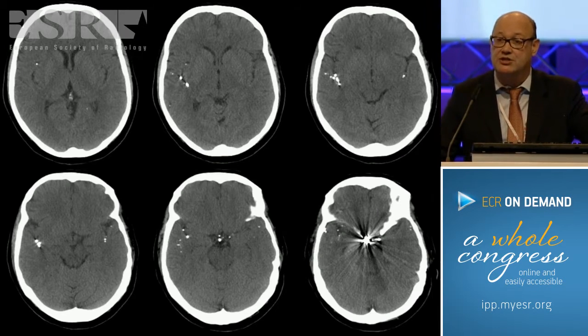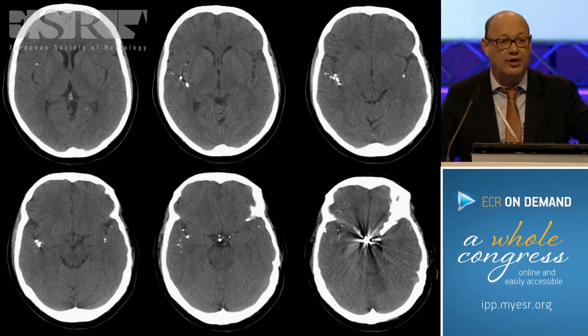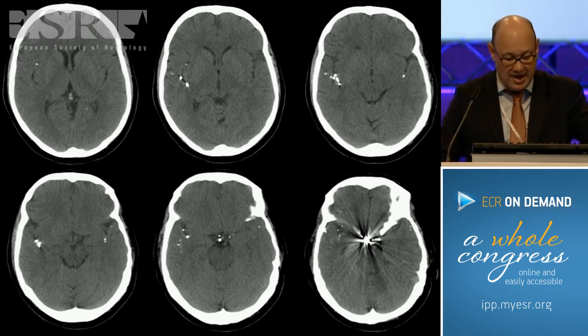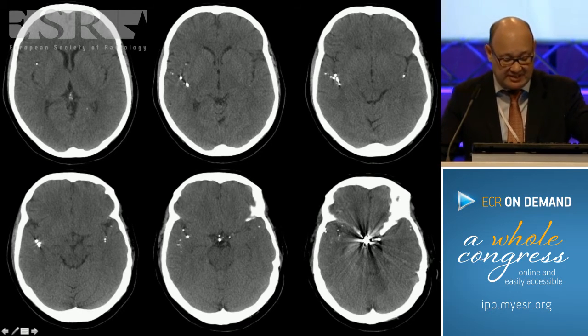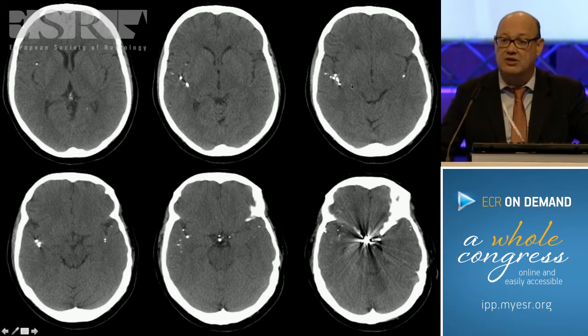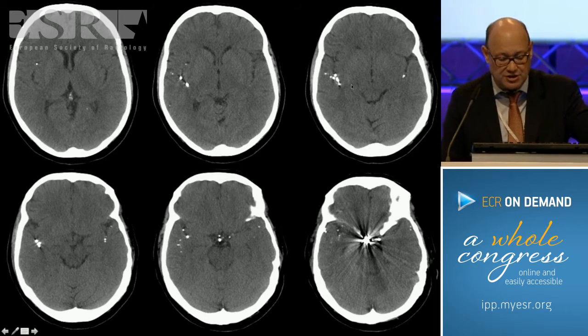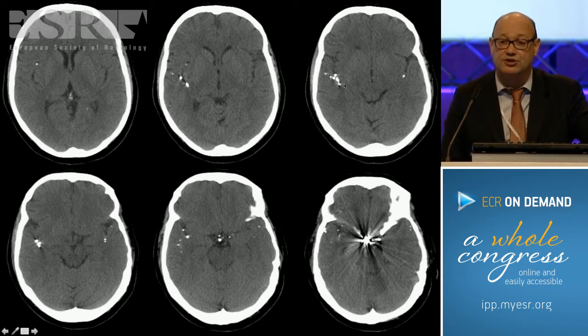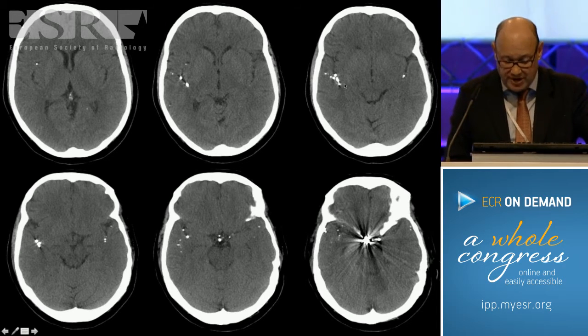Here's another patient. She had coiling of a ruptured aneurysm. You see artifacts coming from the coils within the aneurysmal sac. We also see there are other abnormalities over here. It's slightly asymmetrical, but typically you see it in the median sylvian fissures, and these hyperdense structures represent lipiodol remnants.